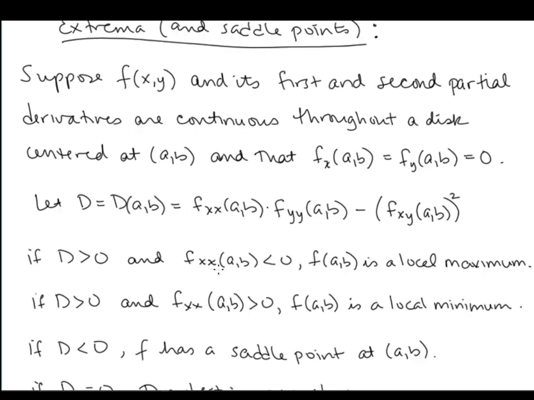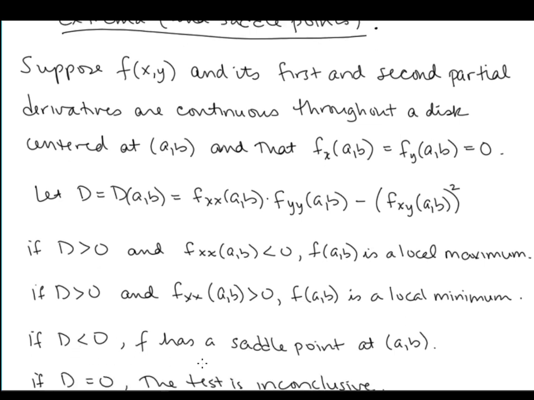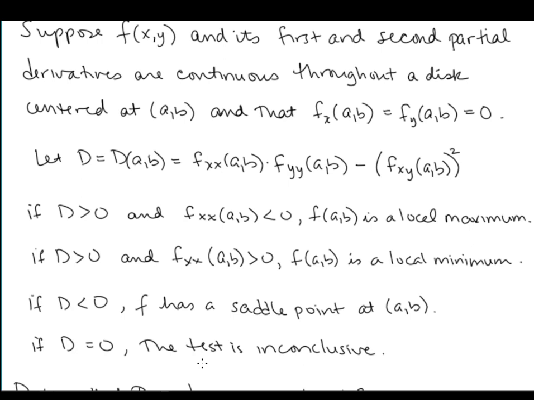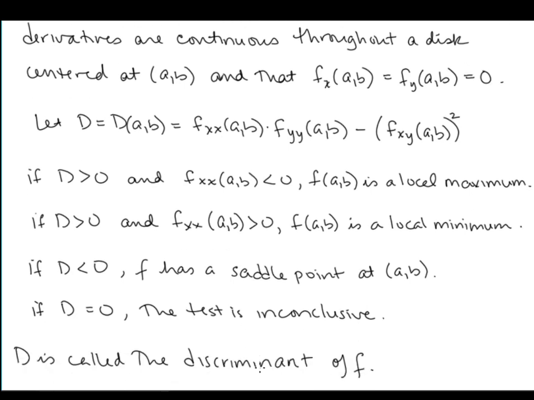If D is positive and the second x partial at (a, b) is negative, f(a, b) is a local maximum. If D is positive and the second partial of f at (a, b) is positive, f(a, b) is a local minimum. If D is negative, f has a saddle point, and if D is equal to 0, the test is inconclusive. So this discriminant D is telling us if the curvature of the surface is the same in both directions.